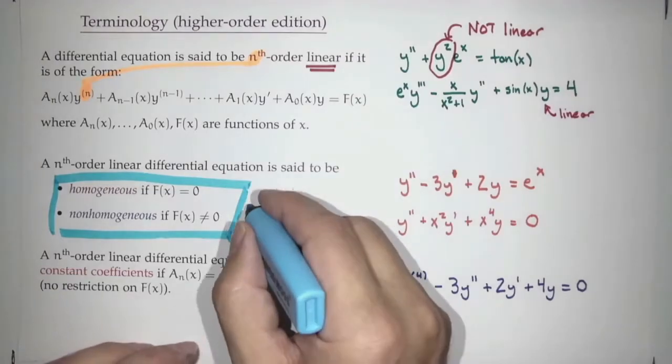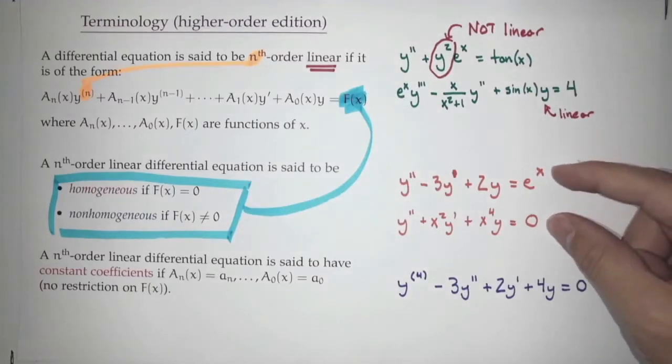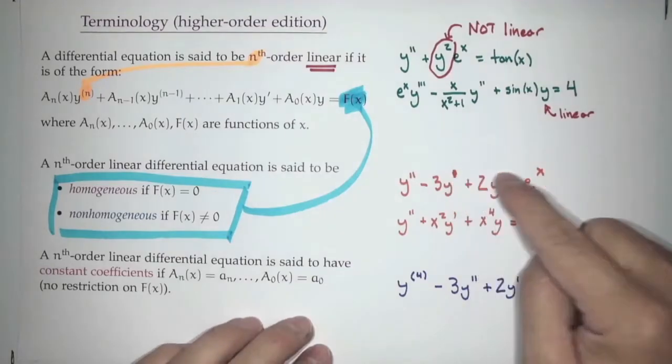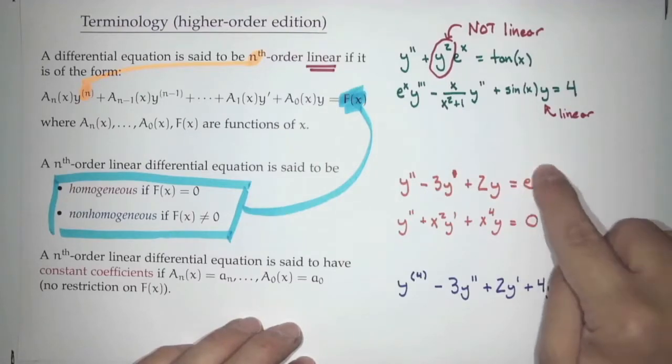But the key here is to say, what's happening with that right-hand side? What's happening to f of x? So if f of x is 0, that would be called homogeneous. If f of x is not 0, then it's non-homogeneous. So, for instance, I have some equations here. This equation, that's supposed to be a y prime. Homogeneous or non-homogeneous? Yeah, non-homogeneous, because you see, this part is not 0. How about here?